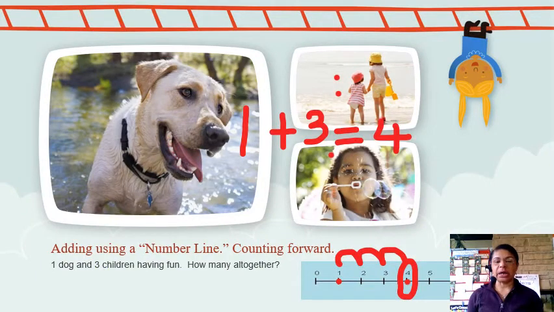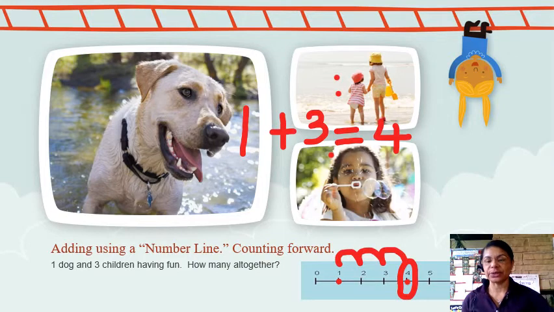Next, we are going to practice using the number lines. And this is something that you could do at home with family pictures, pictures about your pets, things around the house. You just have to draw your number line. And in this case, I have a picture of a dog. I have 2 pictures of a girl exploring by the ocean shores, and I have another girl blowing bubbles. So 1 dog and 3 children having fun.